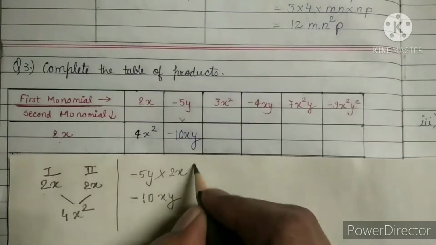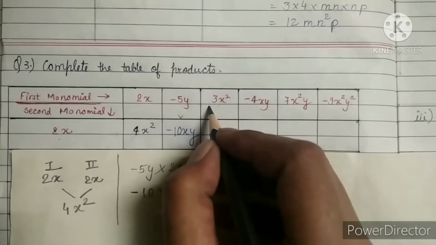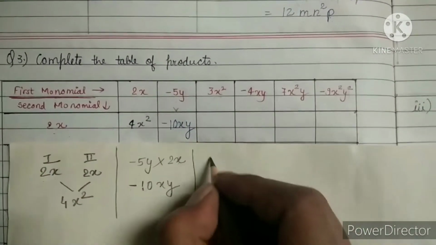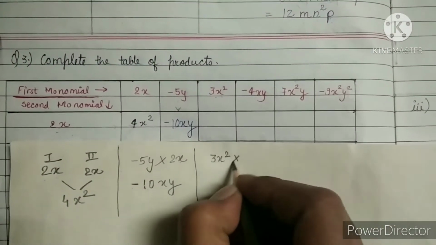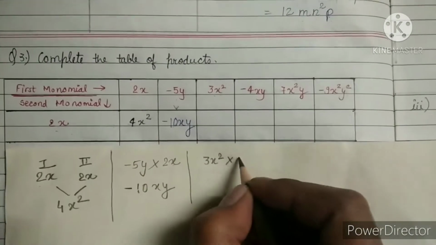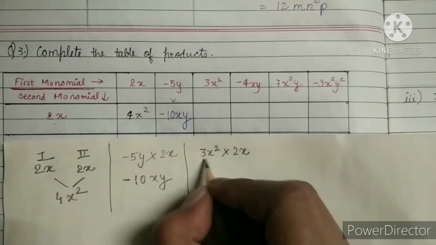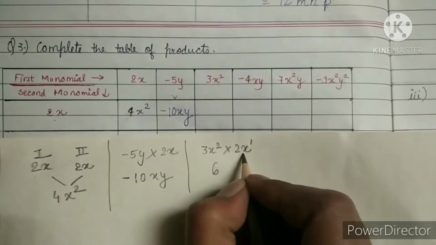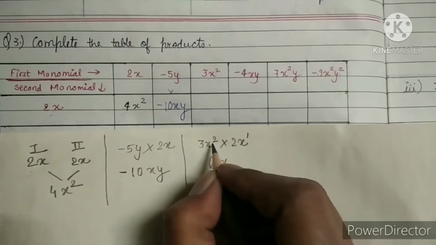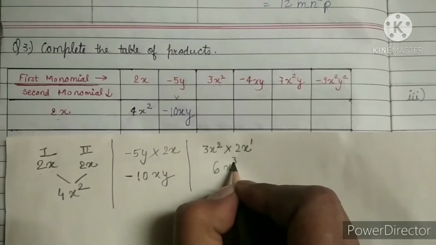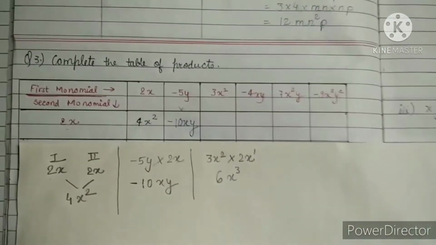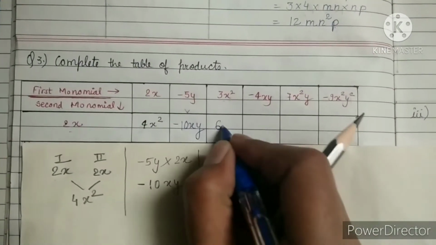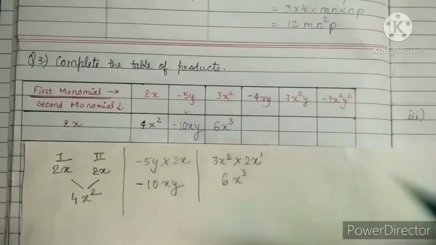We will do the same for the next. For the next, the first monomial is 3x square and it will multiply by 2x. You can see 3 twos are 6. Here x is to power 2 and here x is to power 1. So x is to power 2 plus 1 is 3. So what will be the answer here? Here we have 6x cube.